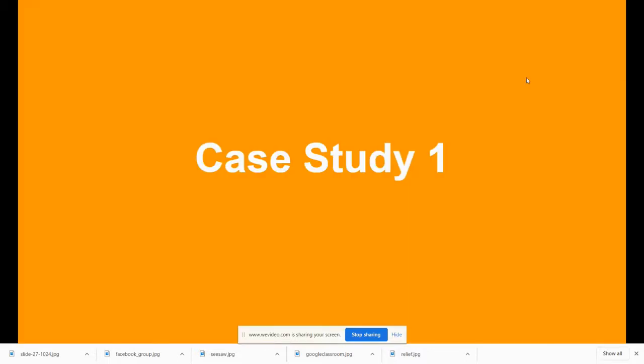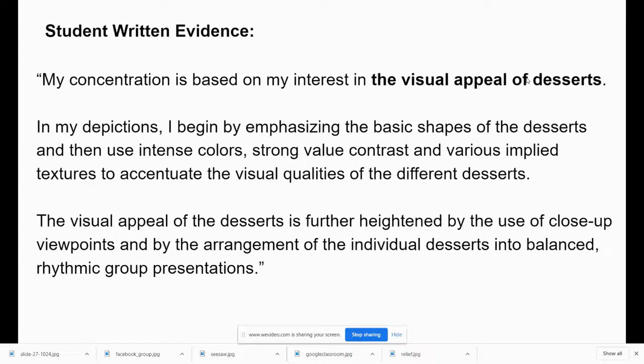Here we go. Case study number one, that's today's. The student wrote, my concentration is based on my interest in the visual appeal of desserts. And she's going to depict a bunch of desserts in their shapes and using intense colors and strong value and contrast. And she goes on and on. But basically, the question is the visual appeal of desserts, which isn't really a question.